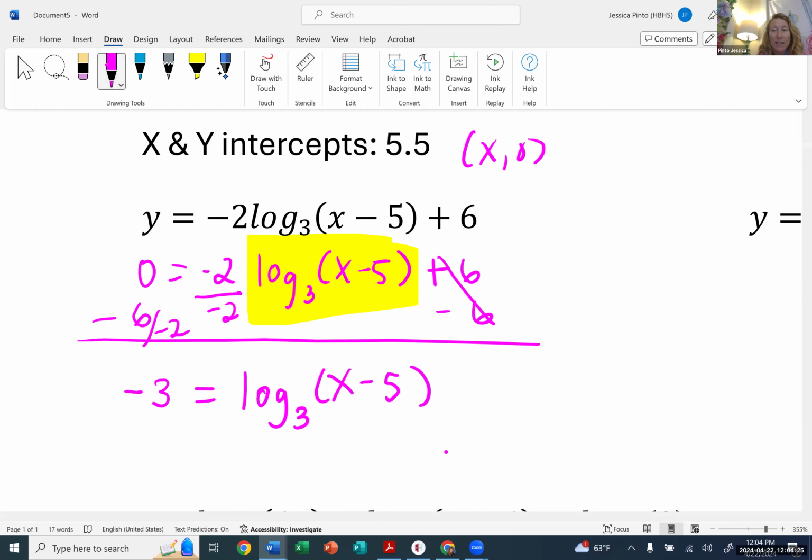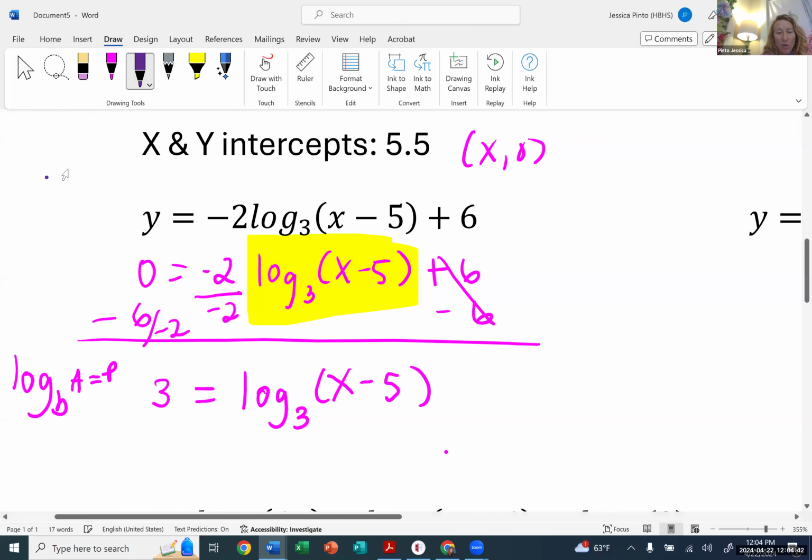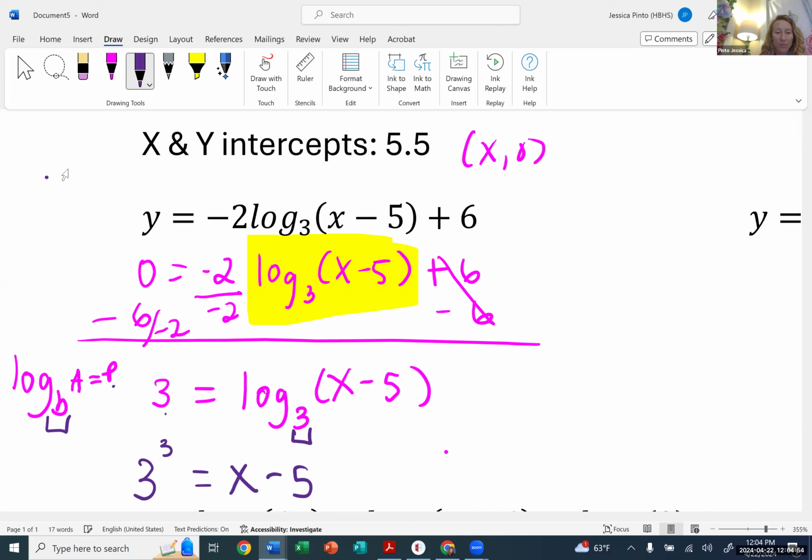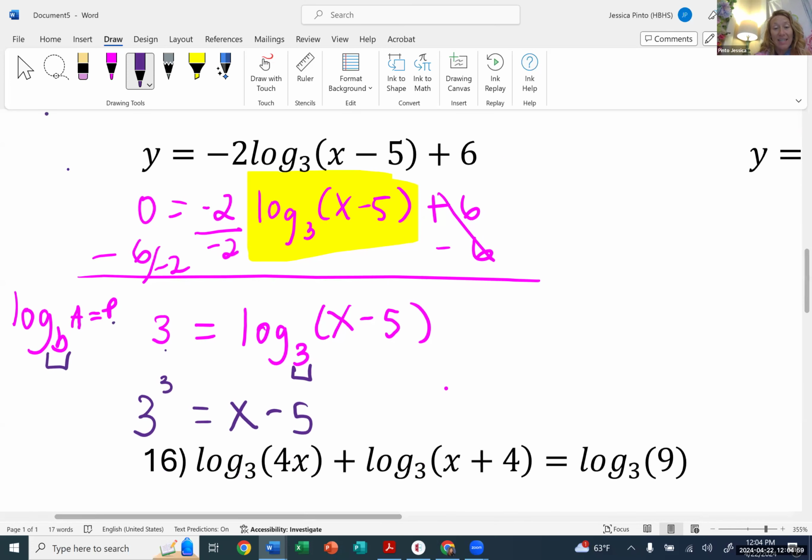Even if this had been a negative 3, which it is not, remember that's the power. This is the log back form. Log base answer equals power. So at this point, what we're doing is a conversion. We're going to convert back into exponential form. So the base is 3. The power is 3. It equals x minus 5. And so from here, you're like, oh, 3 to the 3rd power, that's easy-ish.